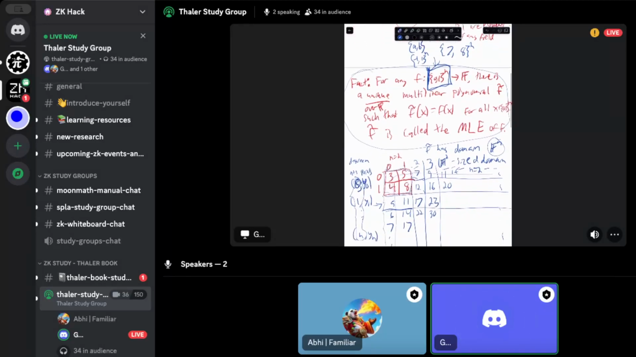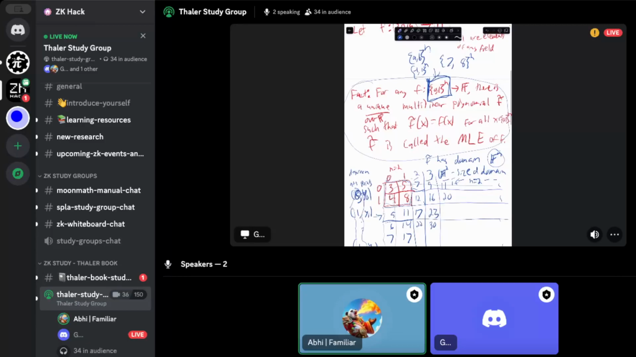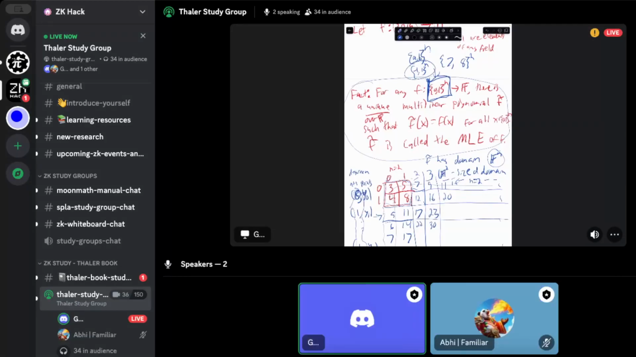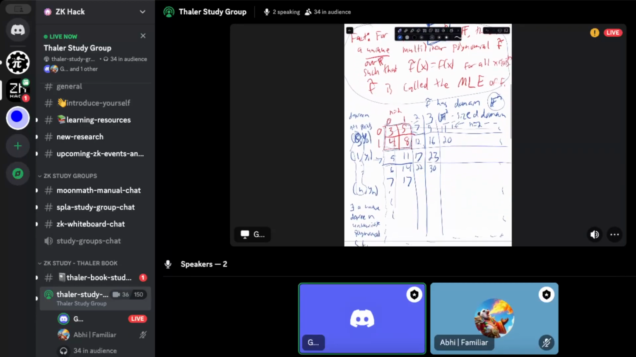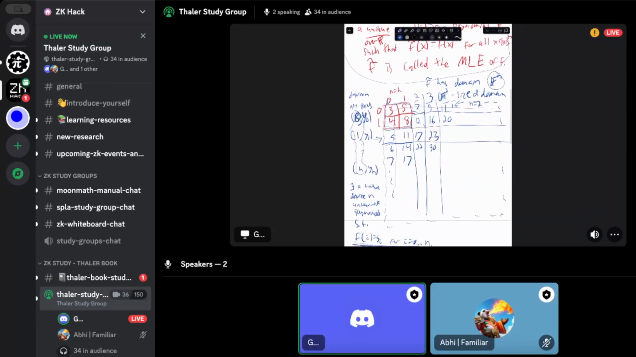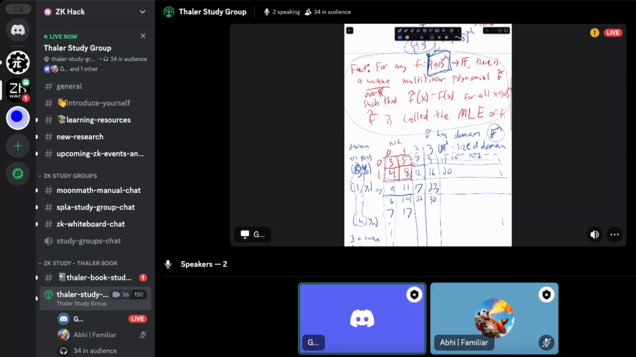I prefer {0, 1}^n. Anyway, I'll just leave it at that right now. So that's multilinear extensions. Okay, I'll pause again. Any questions?